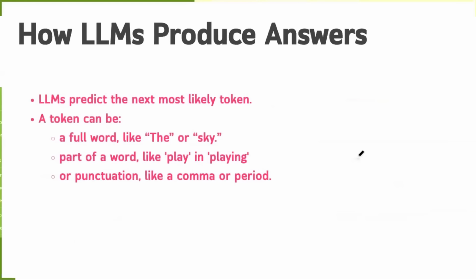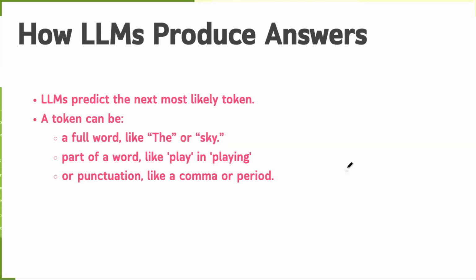At the heart of every LLM is one simple idea: predicting the next token. A token is a piece of text. It could be a full word, part of a word, or even punctuation. The model looks at the text you have written and guesses what comes next, one token at a time. For example, tokens can be a full word like "the" or "sky," part of a word like "play" in "playing," or punctuation like a comma or period.